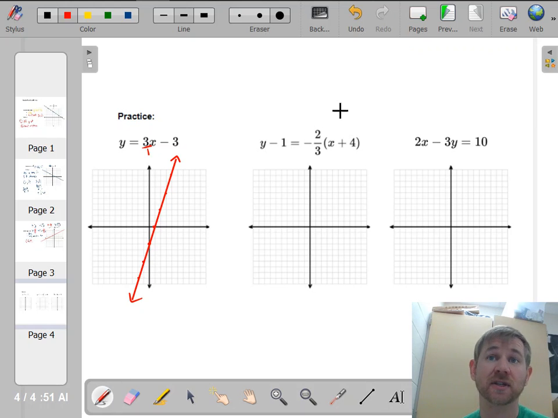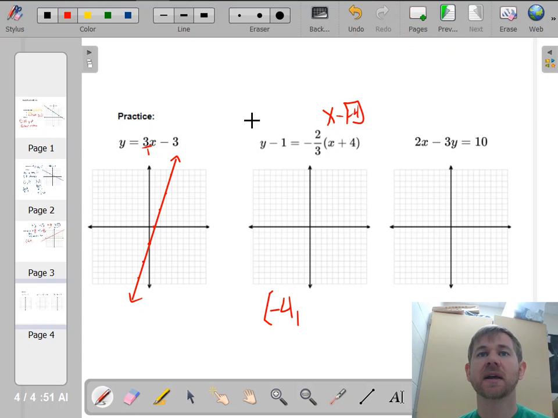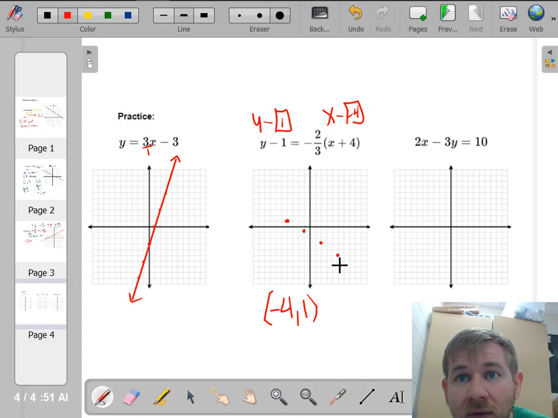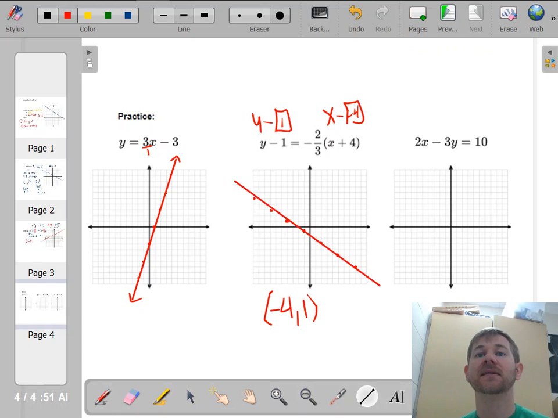The second one is in point slope, so you've got to figure out what they plugged in. Remember, it's supposed to be x minus something, so that means they plugged in a negative 4. So the x-coordinate is negative 4, and it's supposed to be y minus something. That means they plugged in a 1. So negative 4, 1 is where I'm going to start. Then my slope is negative 2/3. So I'm going to go down 2, right 3, and I'm going to do that a bunch of times. Down 2, right 3. Up 2, left 3. Now I have all those points, and I can draw my line.